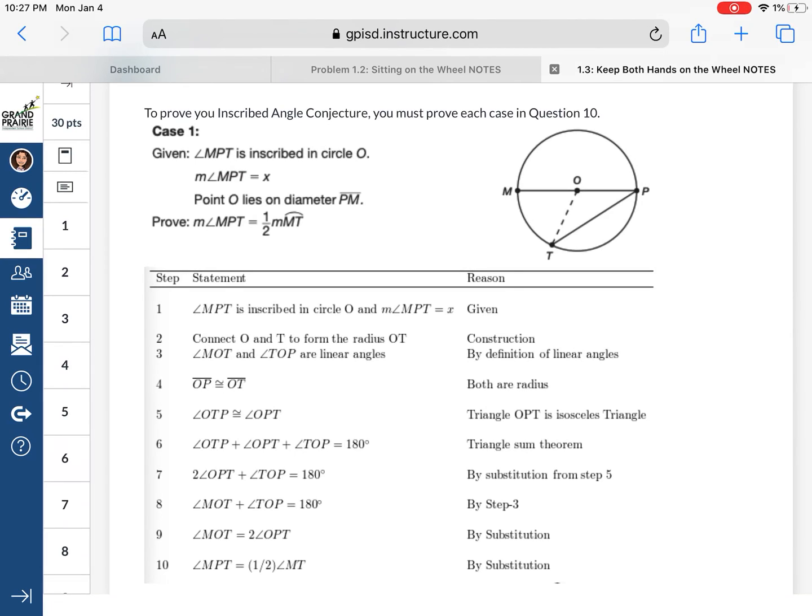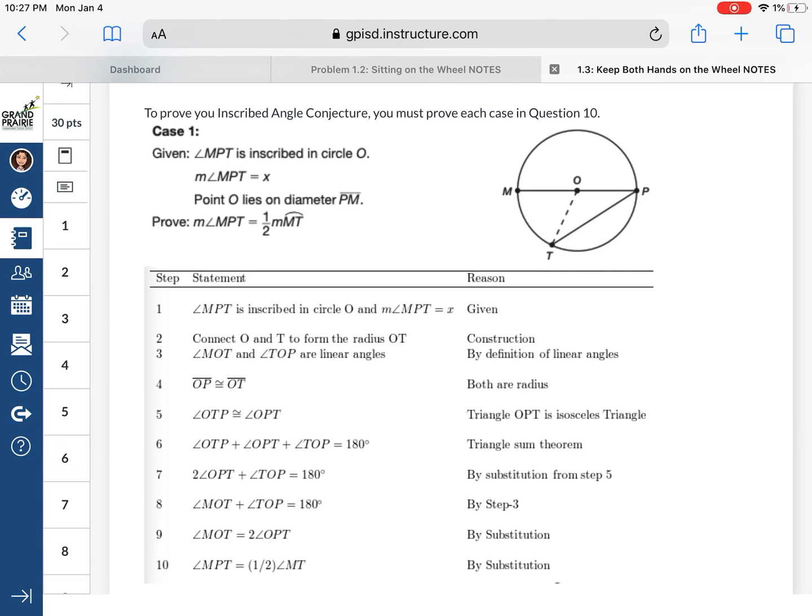Okay, so in the previous video we talked about how there can be three cases with the inscribed angle. So now we're going to use a proof, and we learned about proofs last semester where we have two columns, statements and reasons, and we use this to come to a logical conclusion or to prove something true. And so we're going to learn about the inscribed angle conjecture at this time.